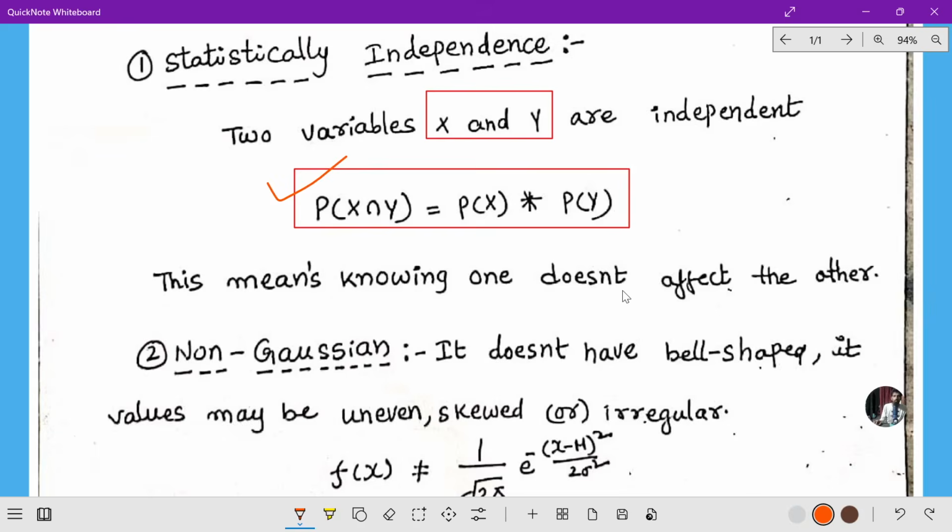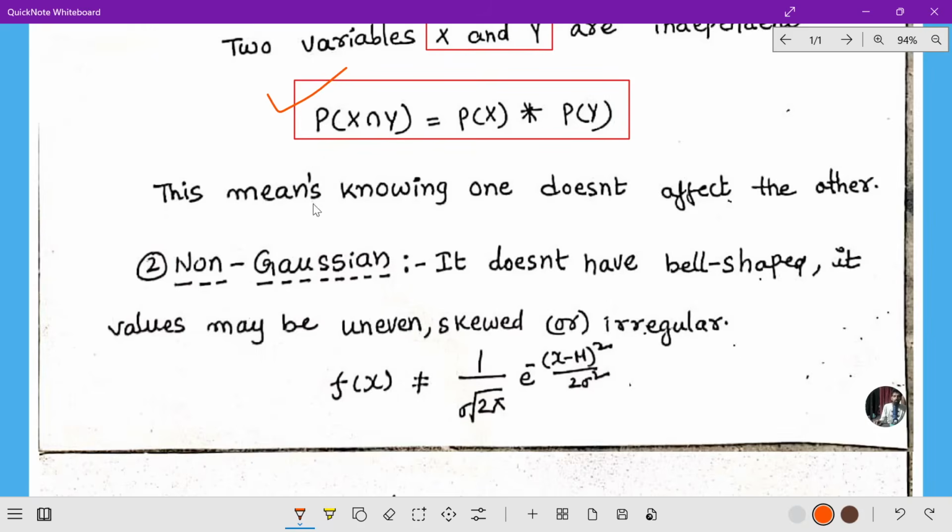Now the second one is called non-Gaussian. What is the meaning of non-Gaussian? It does not have a bell shape. Remember, when we say Gaussian, it has a bell shape, but when we say non-Gaussian, it does not have a bell shape. Its values may be uneven, skewed or irregular.